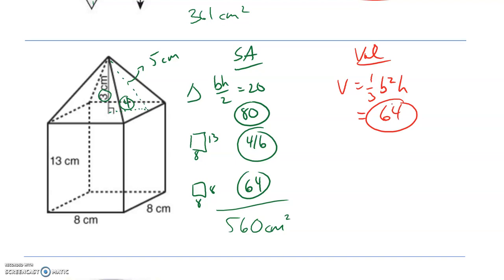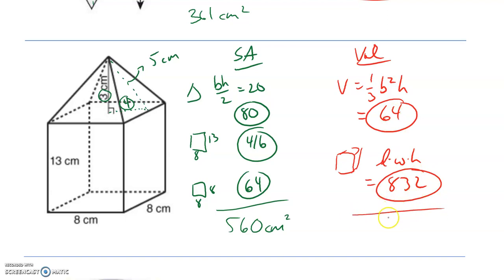You got the box at the bottom, that's just going to be the length times the width times the height, so 8 times 8 times 13, that's just a big box. So you got length times width times height, and hopefully that'll give you 832, and then we would just add those two together, and hopefully it's around 896 centimeters cubed. Okay, so hopefully that works out for that one.